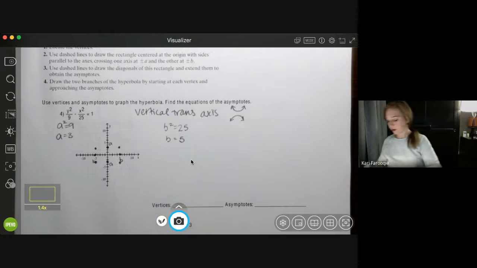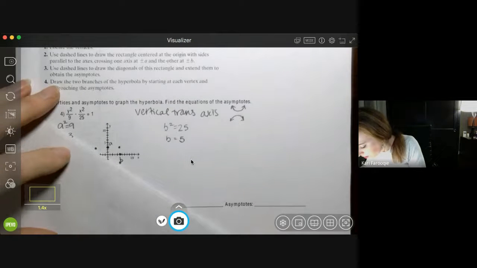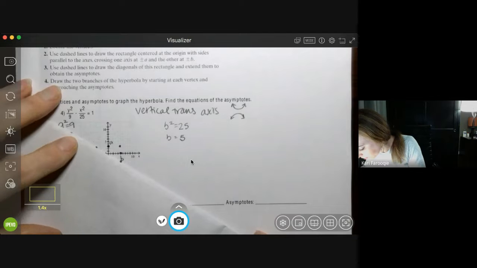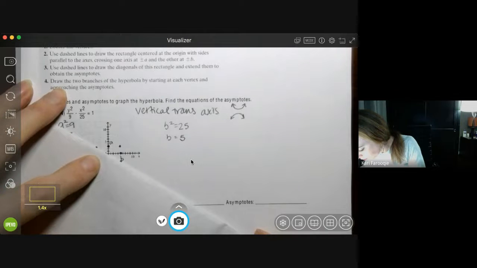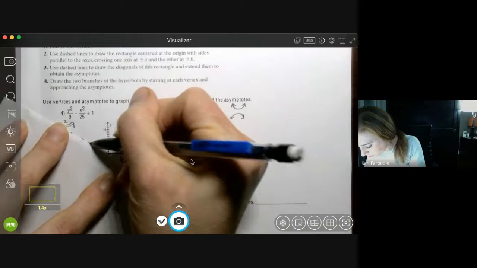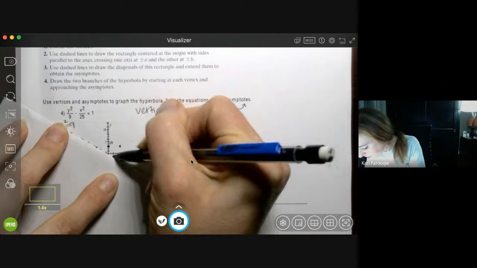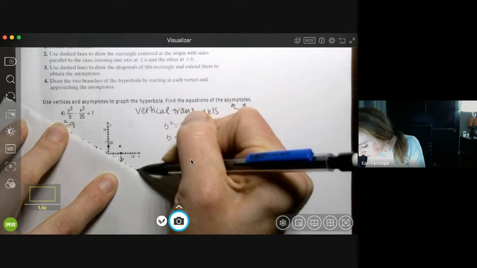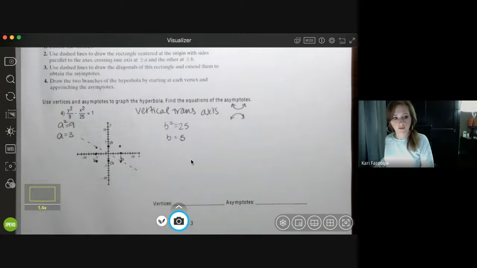Okay, get yourself a straight edge and connect the corners of your box. Now, of course, feel free to use the rise over run to just keep the slope going if you prefer to do that. But I think the easiest thing to do is just to use a straight edge and connect your corners. So that is one of your asymptotes.